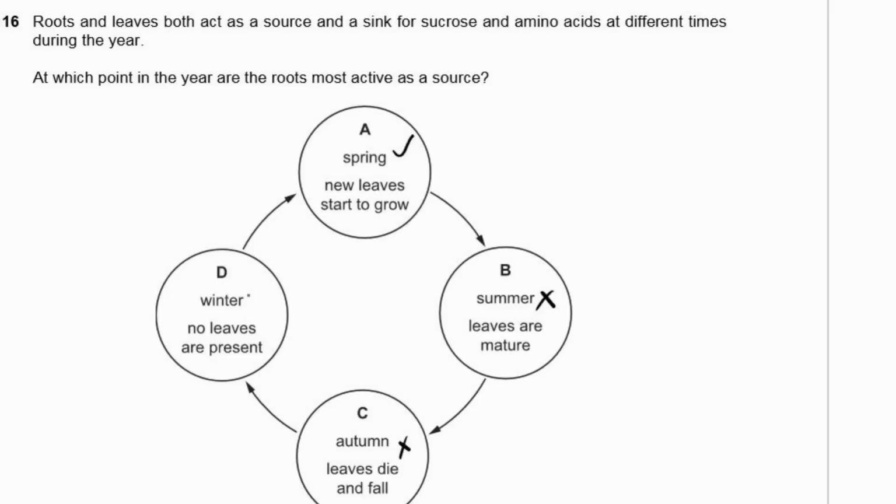The plants become fairly dormant. They're not a source or a sink. So plants need the roots in the springtime to provide energy so that they can grow new leaves. So that's the best time for them to be a source.